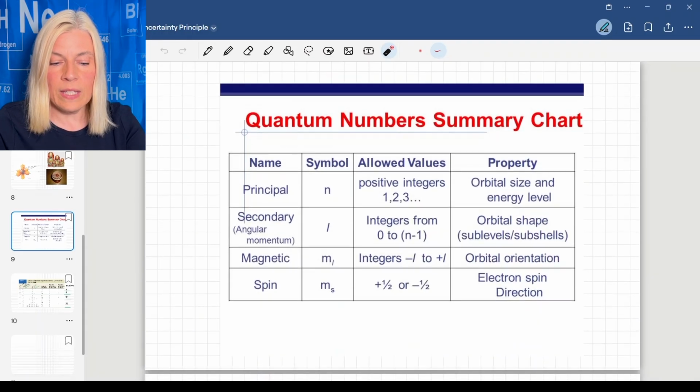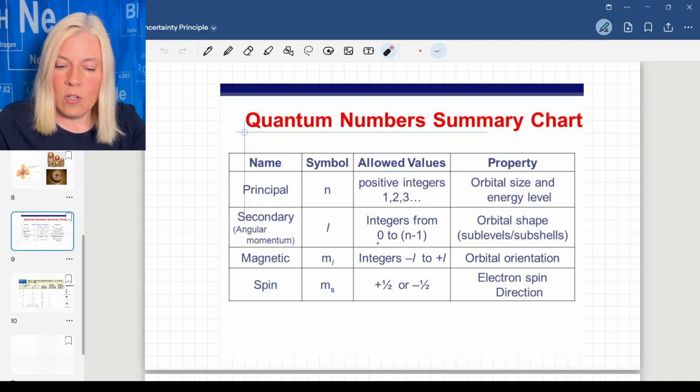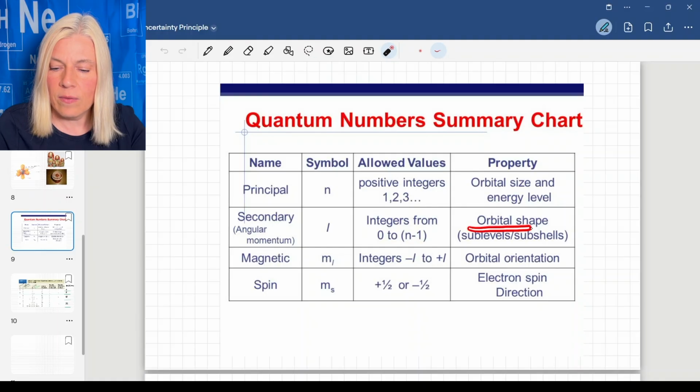Then he has the angular momentum quantum number. That's going to be L. It can go from 0 all the way to n minus 1. These are the constraints that math gives him, these constraints in his equation. They tell us the orbital shape, which is also our sublevels.